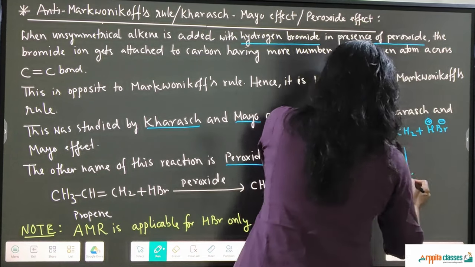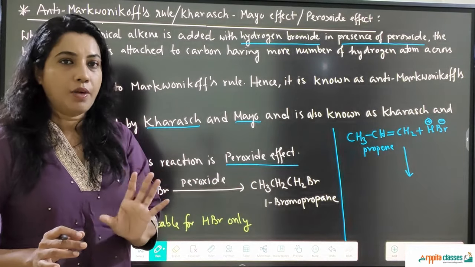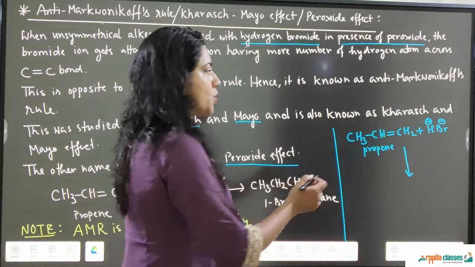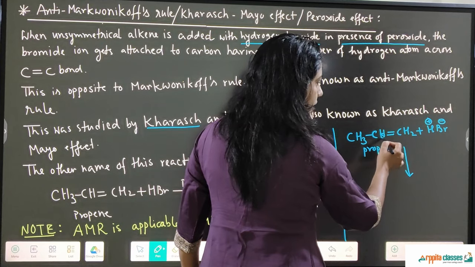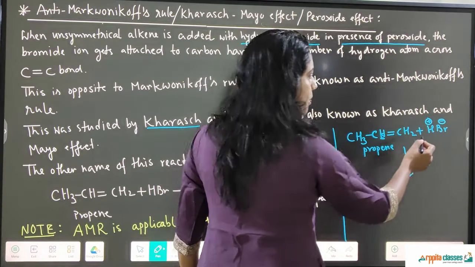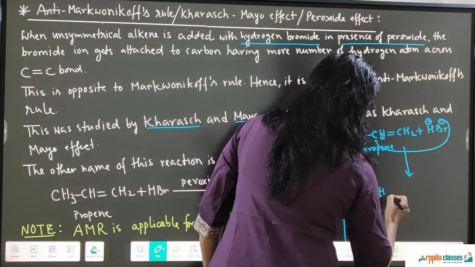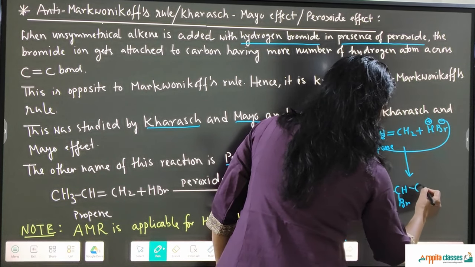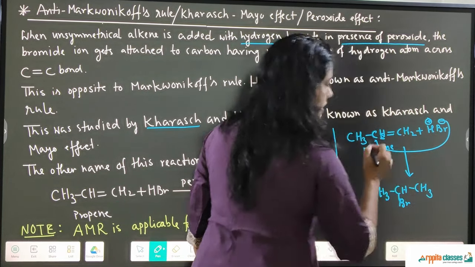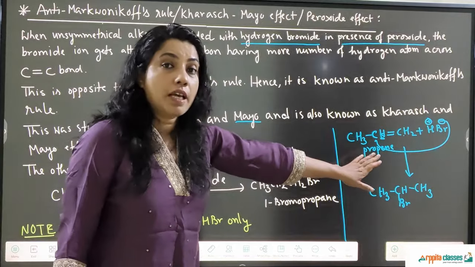Br is the negative part, so the negative part will get attached to that carbon atom which has fewer hydrogens. This is the Markovnikov rule. Across the carbon-carbon double bond, this carbon has only one hydrogen and this one has two hydrogens, so Br will get attached to this carbon. This is your normal Markovnikov rule. CH3CHBr, plus hydrogen will get attached to this carbon, so you will get 2-bromopropane as the major product in the case of Markovnikov.